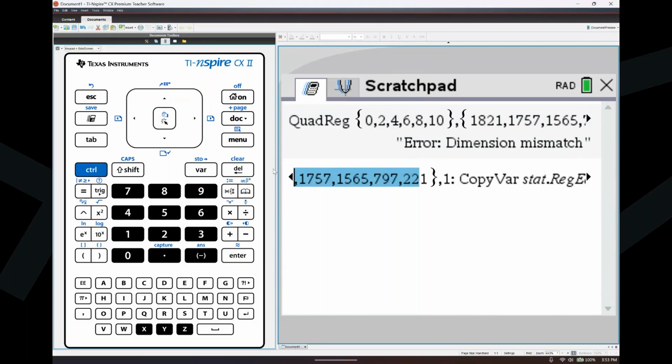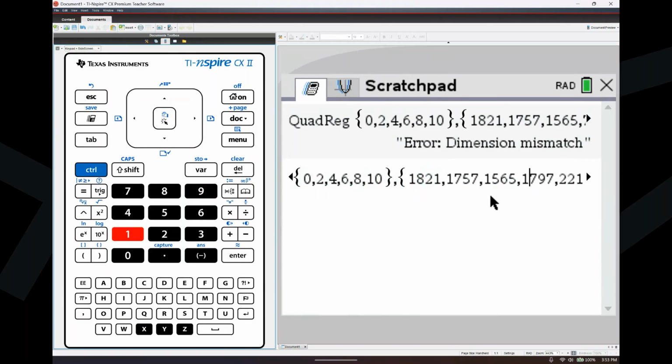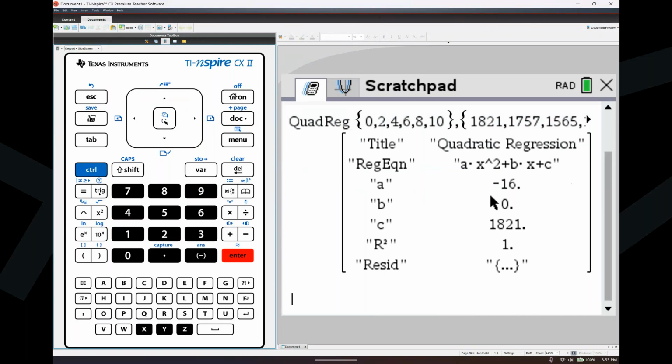Usually when this happens, it's best to just start over again. 1821, 757, 656. I missed this one. So 1254 or 1245, I believe, comma, and then I got the other ones. All right, there we go. All right. Hey, this is interesting.